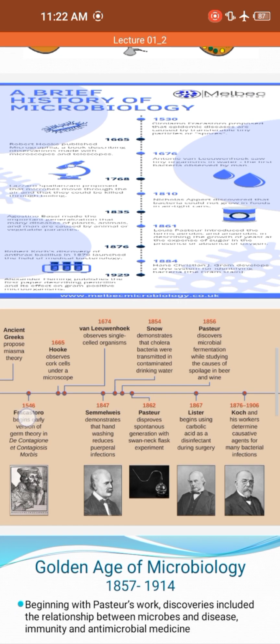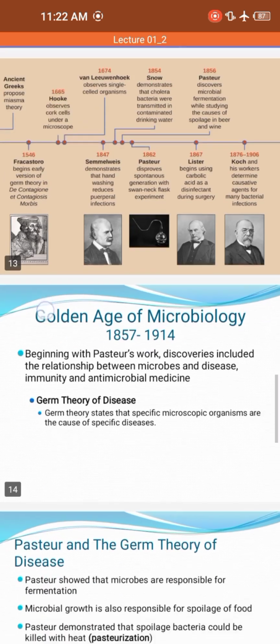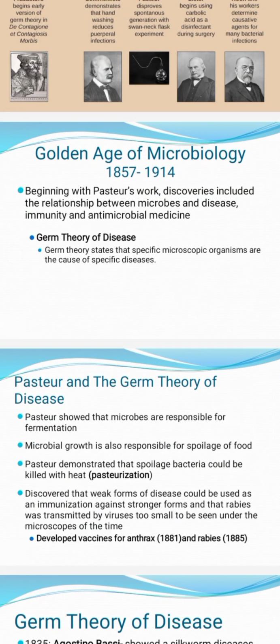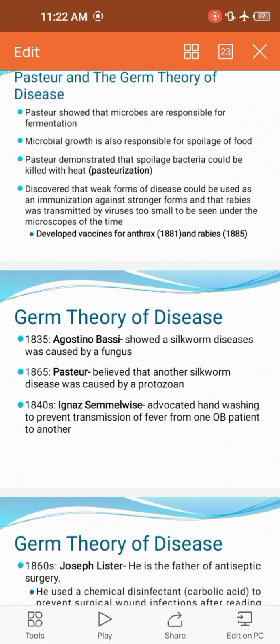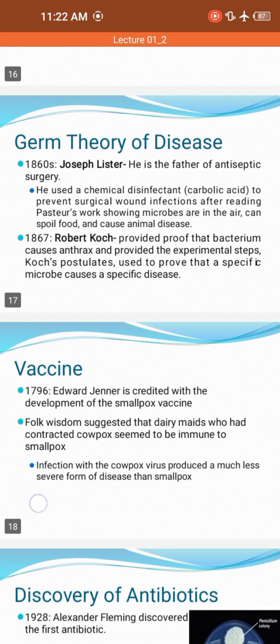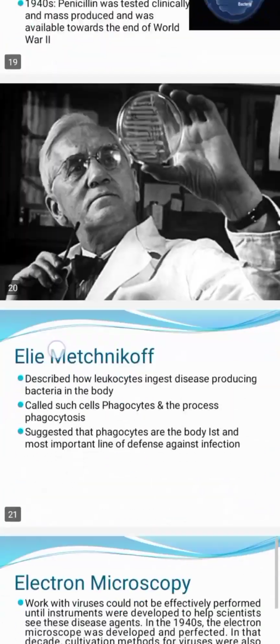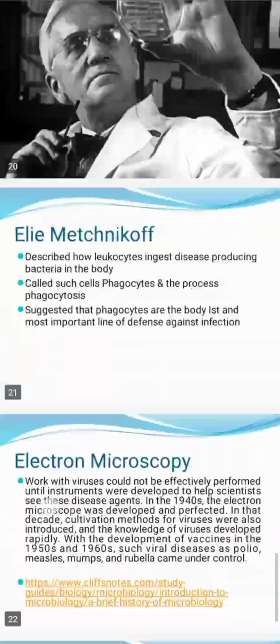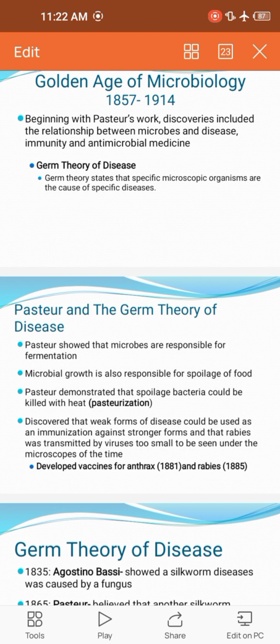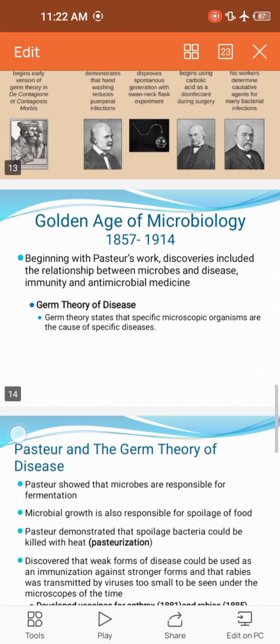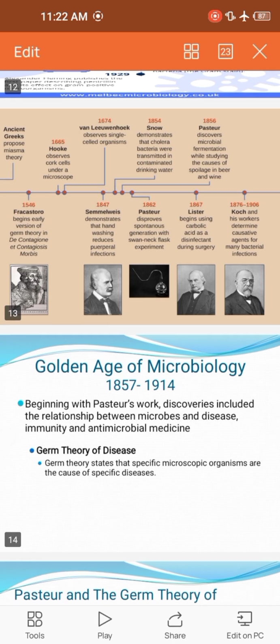In 1906 Koch explained. The ancient Greeks proposed the miasma theory. We are further learned 1665 Hooke observed cork cells under a microscope. When he observed single cells, called microorganisms, Snow demonstrated cholera bacteria. Different scientists explored different microorganisms. And Pasteur, the cellular spoilage of fermentation began with an early version of germ cell theory.